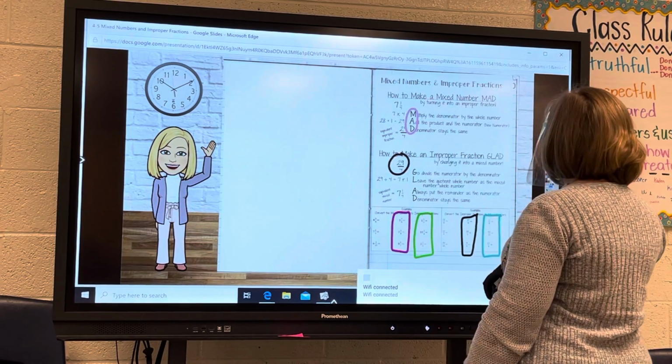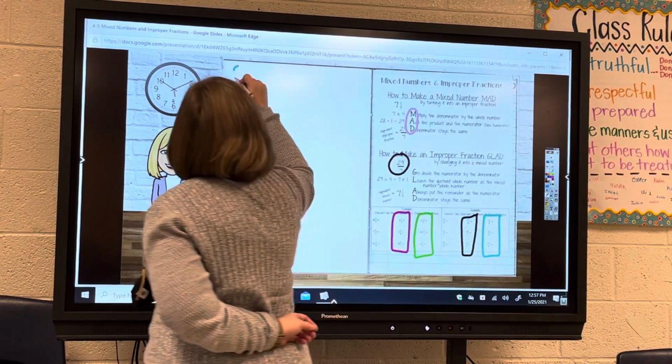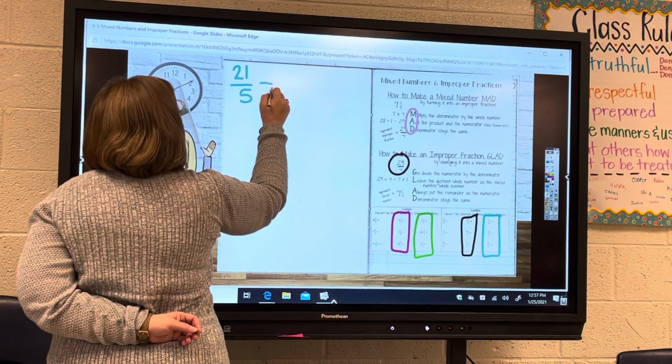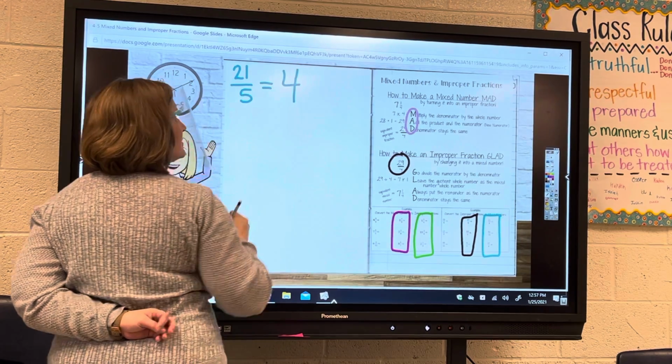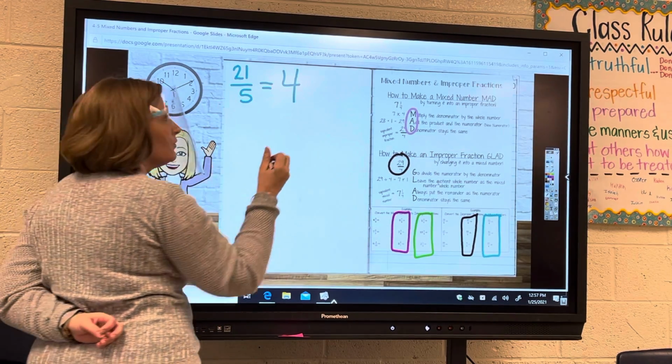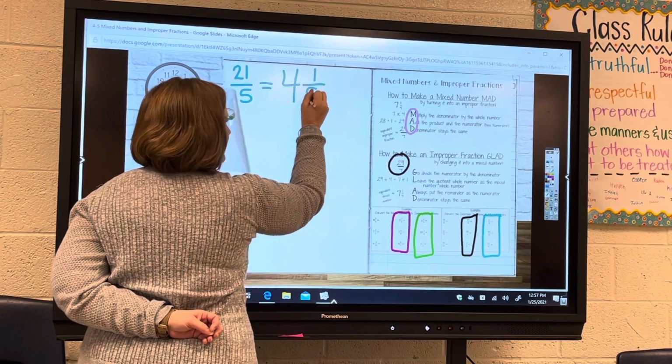All right, let's look at the first one. 21 fifths. How many times will 5 go into 21? 4. 4 times 5 is 20. So how many are left over? 1. My denominator is 5.